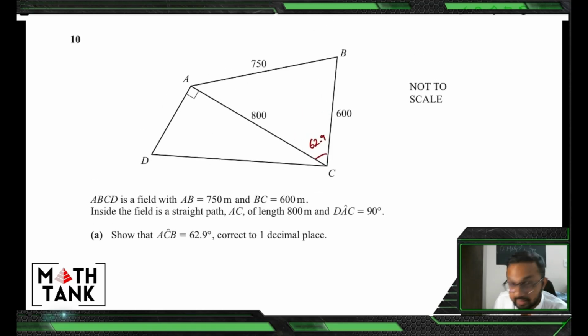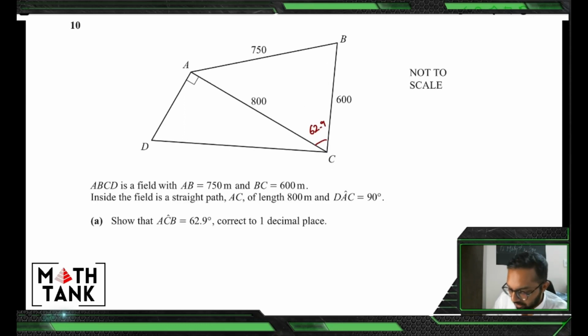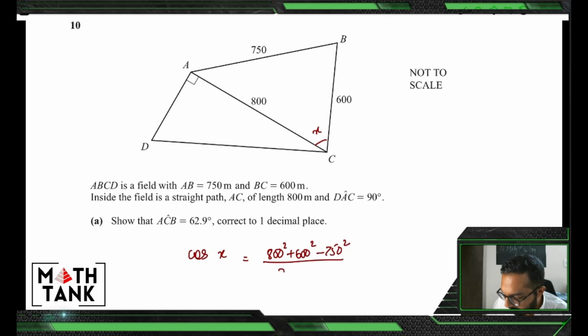So again, I see three sides. I want to prove an angle. I use my cosine rule. I'm going to say that cos x, let's call that x, equals, first I'm going to subtract the 750. I'm going to add the other two, 800 squared plus 600 squared, over 2 into 800 into 600.